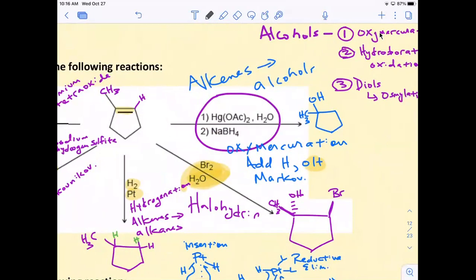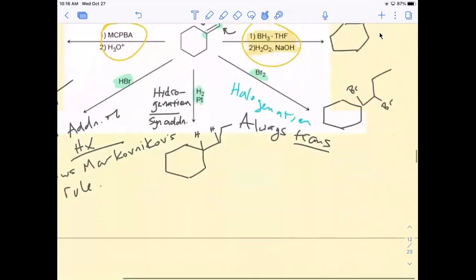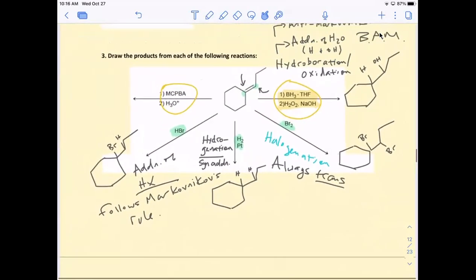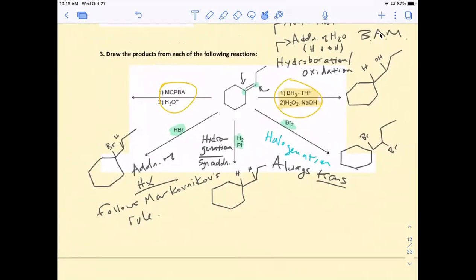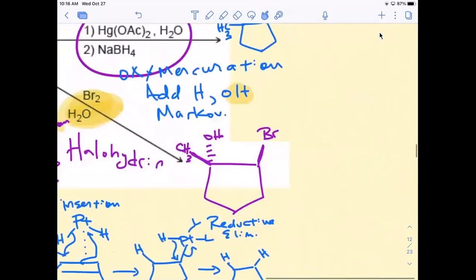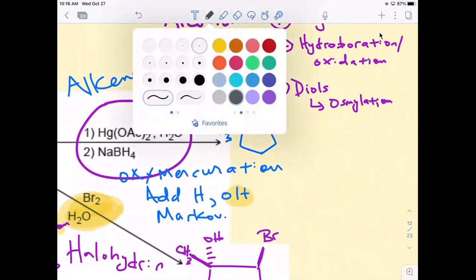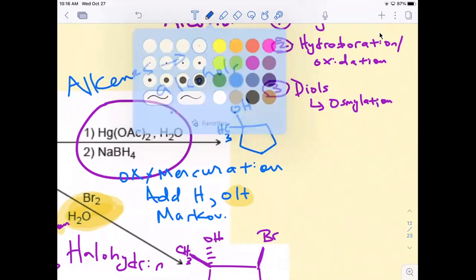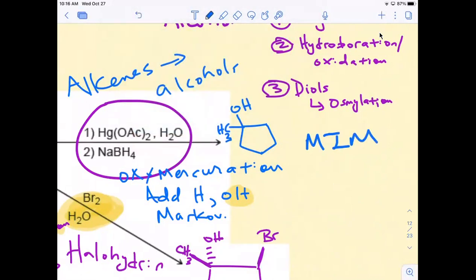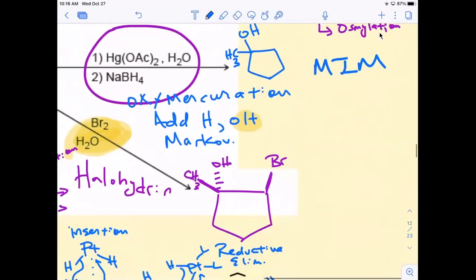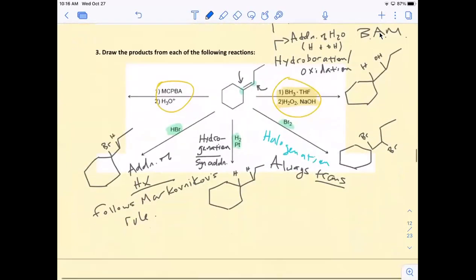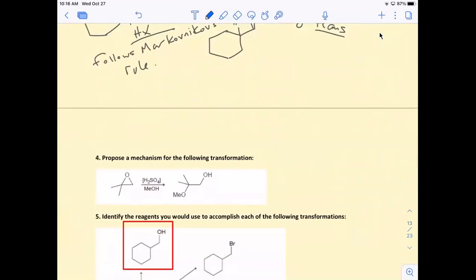So let me make another page. In the video, did you refer to that reaction as MIM? Yes. Okay. So I gave a mnemonic or an acronym in the video for this one. It was MIM. Mercury is Markovnikov, and then BAM, boron is anti-Markovnikov. All right. Let me put a page in so we can kind of talk about how these things happen.